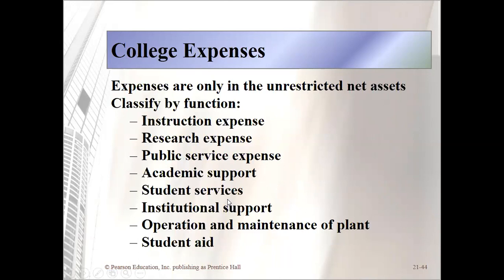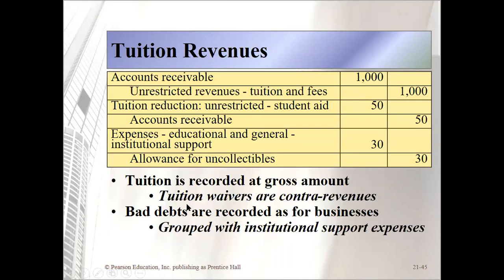And here are the functional expenses of the college. We don't have to necessarily memorize them, because in real life, we can just refer to these classifications. Then here are some journalized transactions. So we have the revenues again on account.